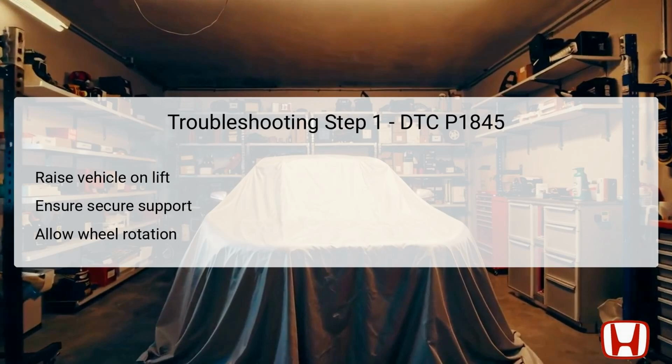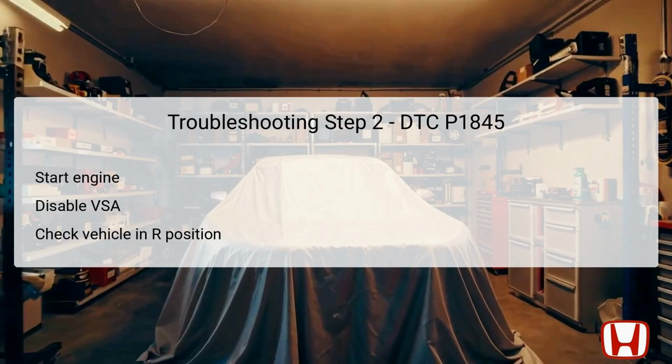Once the vehicle is securely positioned, you can move on to the next steps in the troubleshooting process effectively. In the second troubleshooting step, start the engine and disable the Vehicle Stability Assist (VSA) system. Disabling VSA is important because it allows for accurate readings during the subsequent tests. The VSA can alter power distribution and torque control, which may interfere with the test results.